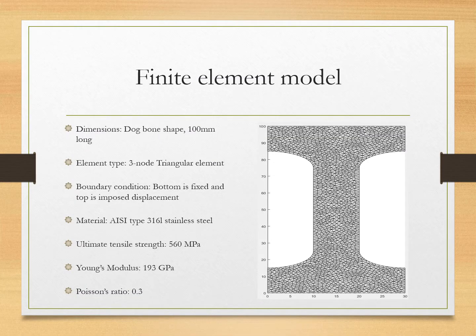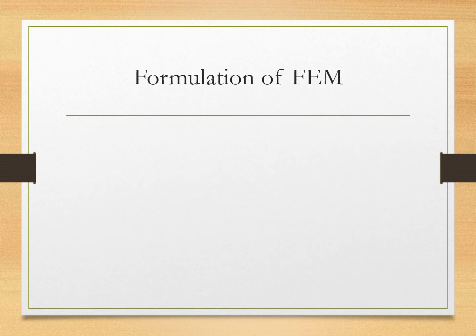Speaking of the finite element model, we used 3-node triangular elements in a dog bone shaped sample which was 100 millimeter long. The boundary conditions set up were that the bottom was fixed and the top is imposed displacement. The material used is AISI type 316L stainless steel with an ultimate tensile strength of 560 megapascals. The Young's modulus is 193 gigapascals. The Poisson ratio 0.3.